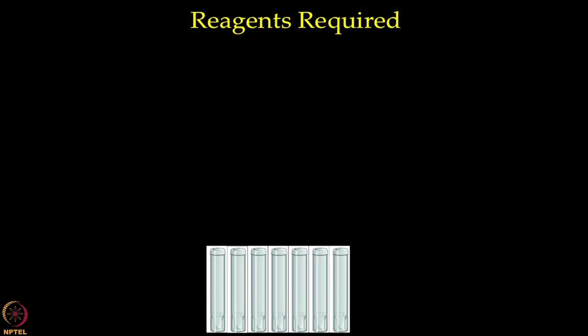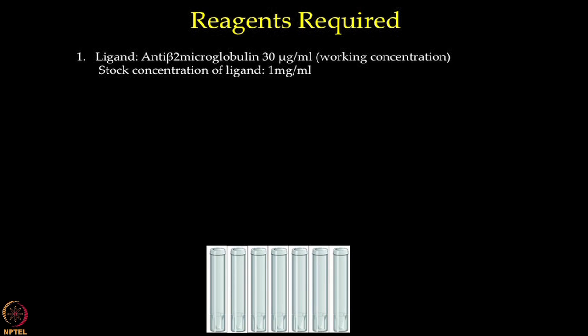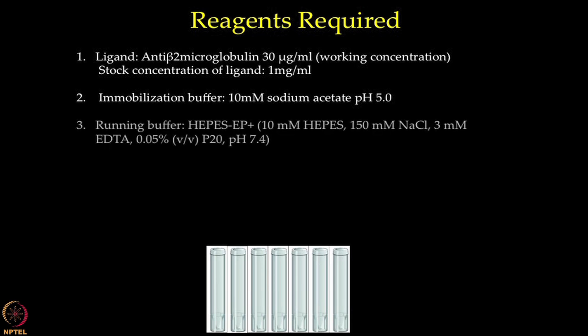Buffers listed on the table, we will now have a closer look at the buffers and reagents required for immobilization of anti-beta-2 microglobulin. The reagents include a stock concentration of anti-beta-2 microglobulin from which a working concentration of 30 microgram per ml will be made using an immobilization buffer of 10 millimolar sodium acetate pH 5. We need HEPES EP plus pH 7.4, which will include 10 millimolar HEPES, 150 millimolar NaCl, 3 millimolar EDTA and 0.05% P20. This will be used as a running buffer which is already connected to the system, followed by priming of the system.